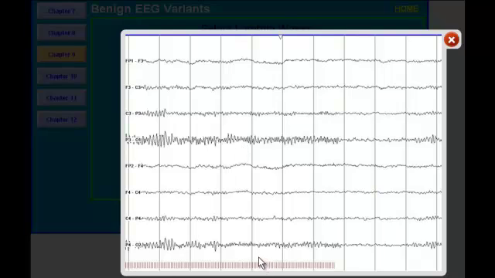Probably in one of the other chapters I'll show you at a later time, but for now it's important to remember that with photic stimulation, if you see a frequency in the occipital head regions that matches the rate of the strobe lights, this is called a photic driving response and is normal. There is nothing abnormal about it.